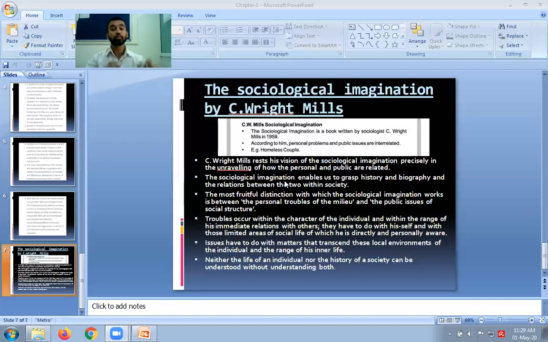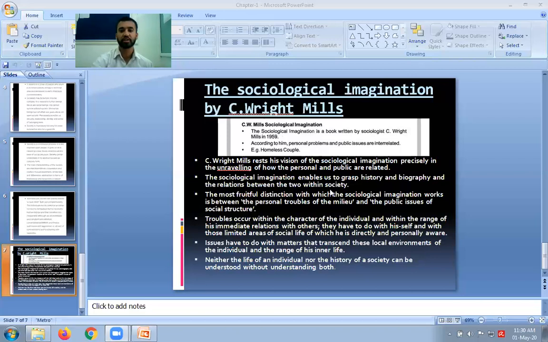You can say that a personal problem is very narrow thinking, but when we talk about a public issue, it's very broader thinking. It's a broader concept to understand. So C. Wright Mills wants to teach us the relation between personal problems and public issues. Okay, I'm sure you all understand what I'm trying to make you understand here. C. Wright Mills rests his vision of the sociological imagination precisely in unraveling. Unraveling means to try to understand that personal problems and public issues are interrelated.